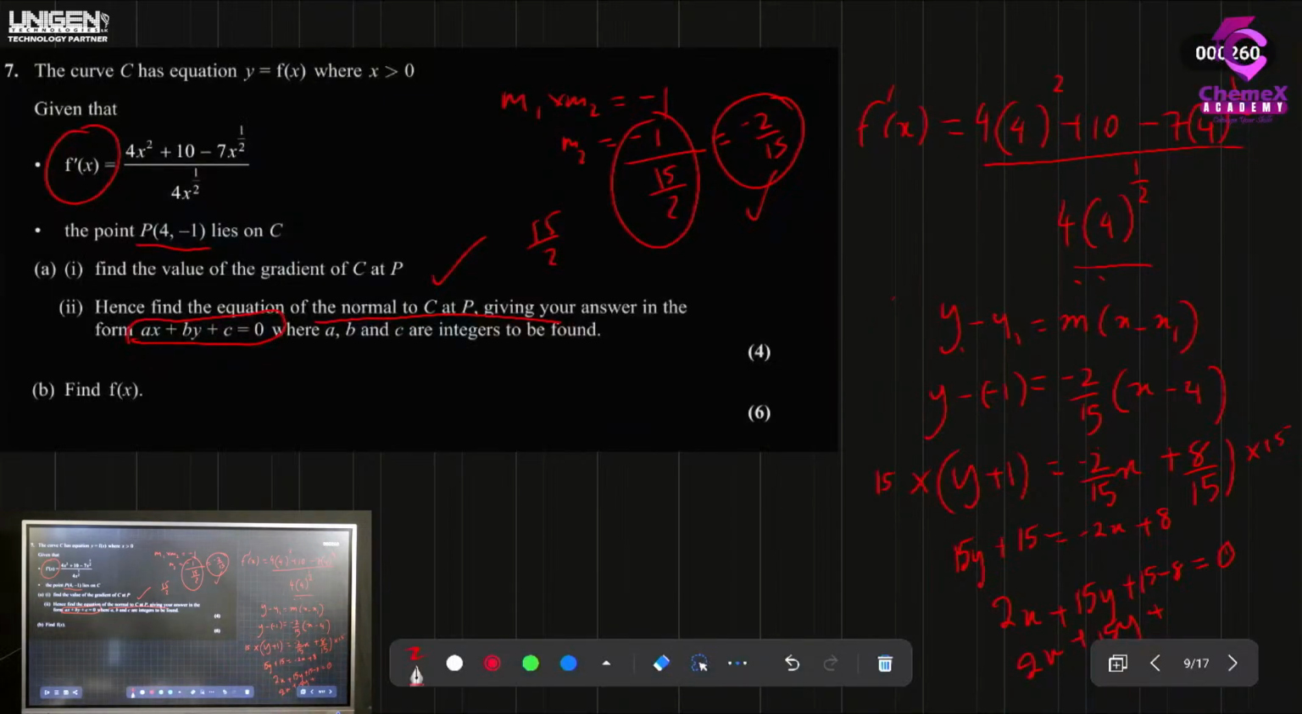15 minus 8 is what? 7. 7 equals 0. So your final answer is going to be 2x plus 15y plus 7 equals 0.